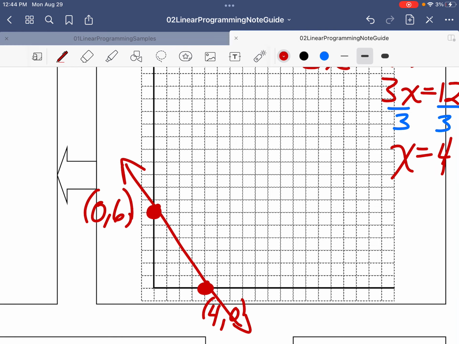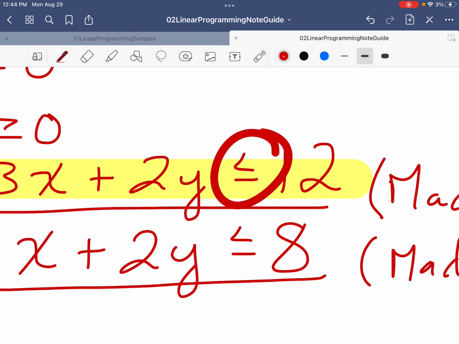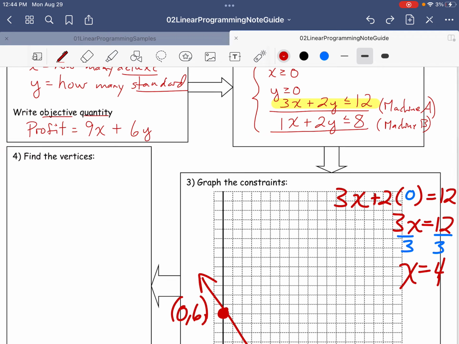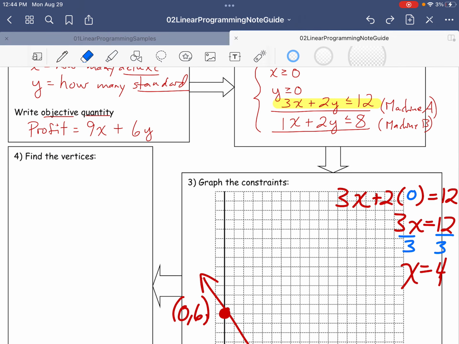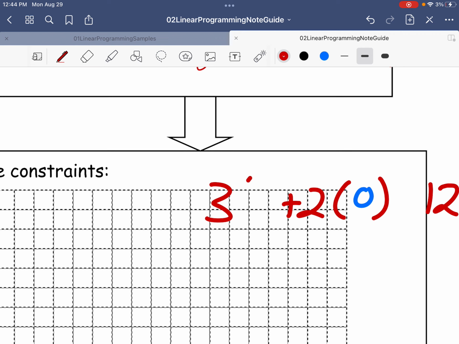Now we call that the boundary line, but remember that this was a less than problem. It was less than 12. So what we need to do now is use a test point to see where you actually want to shade. When you use a test point, you do want to go back to the original inequality. What I mean is you actually want to go back to the less than sign.